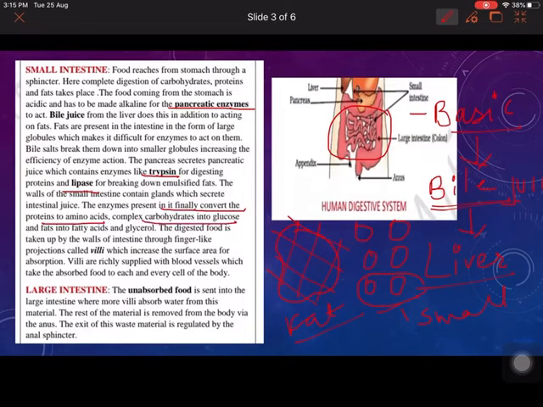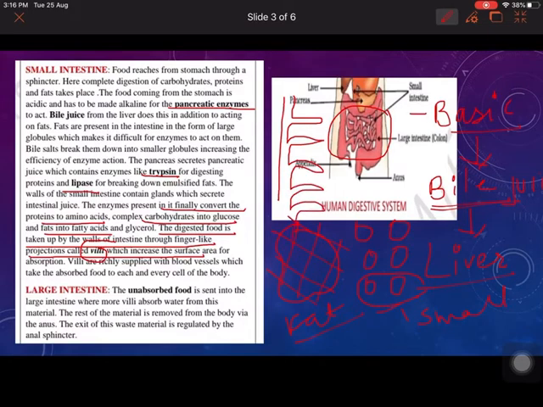The enzymes finally convert protein into amino acids, complex carbohydrate into glucose, and fat into fatty acid and glycerol. Now when the food is completely digested, it is taken to the different parts of the body with the help of finger-like projections. If this is the outer lining of your small intestine, then the inner lining has such finger-like projections. These are richly supplied with blood vessels, and they absorb this digested food and send it to every part of your body. So this is how the food reaches the different parts of your body.